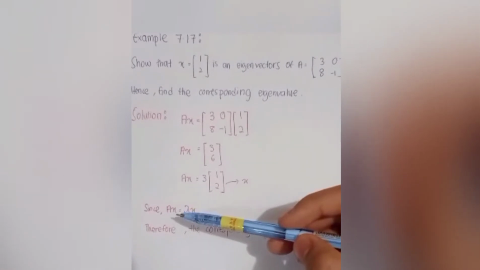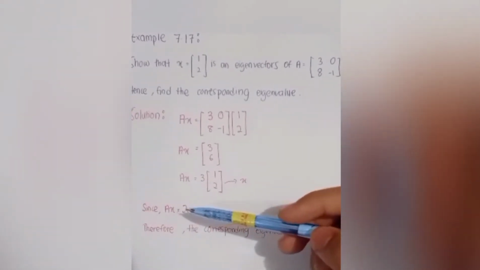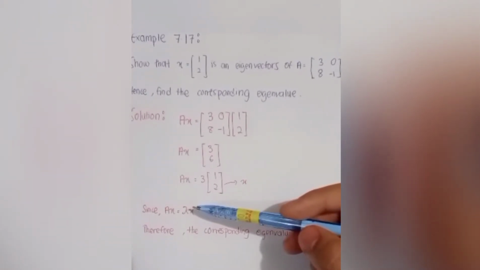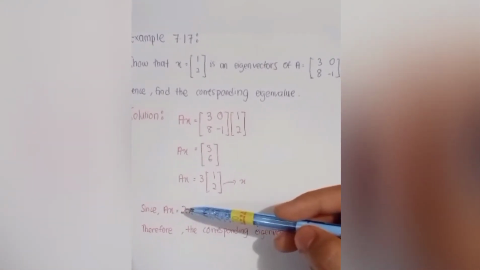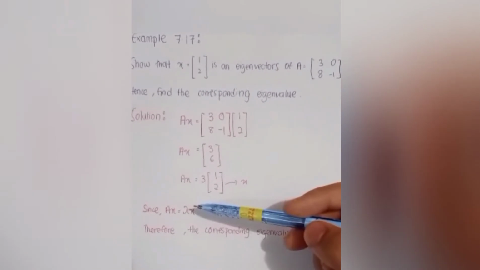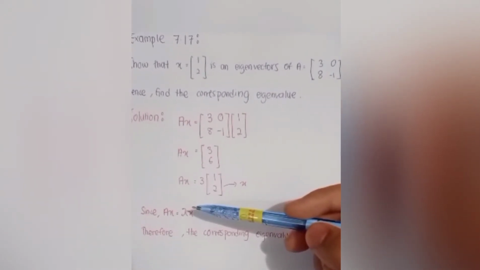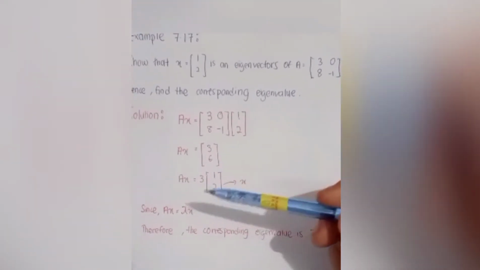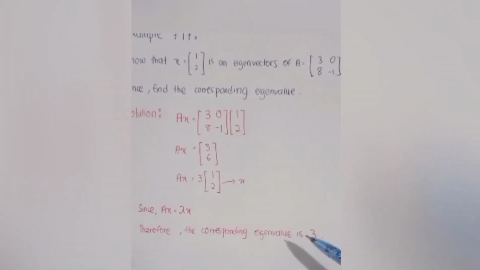Since Ax equals lambda x, the scalar lambda is called an eigenvalue of A corresponding to the eigenvector. This is the eigenvalue. Therefore, the corresponding eigenvalue is 3.